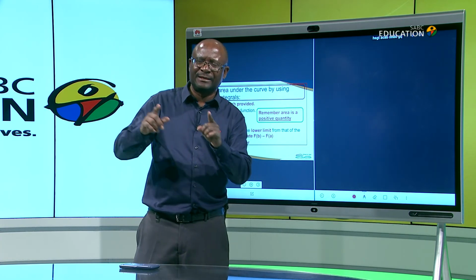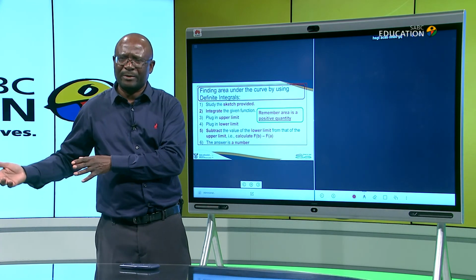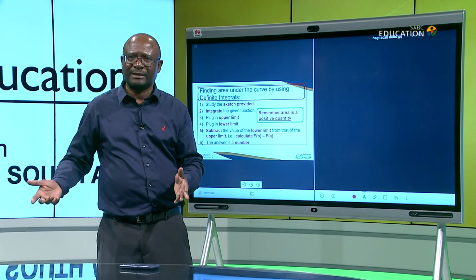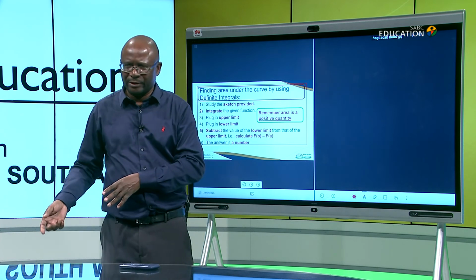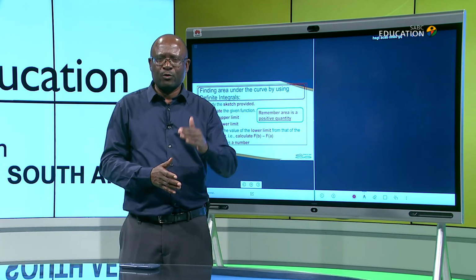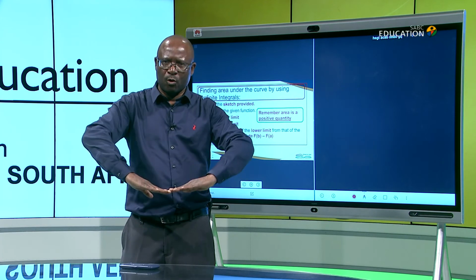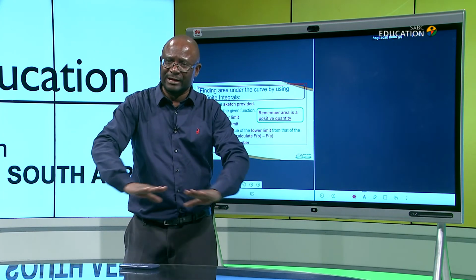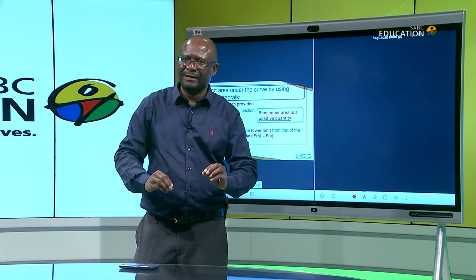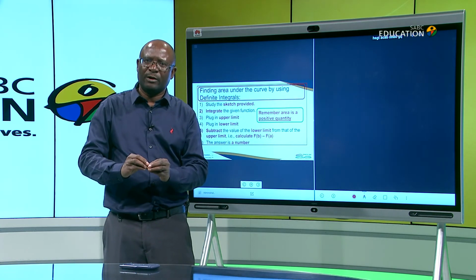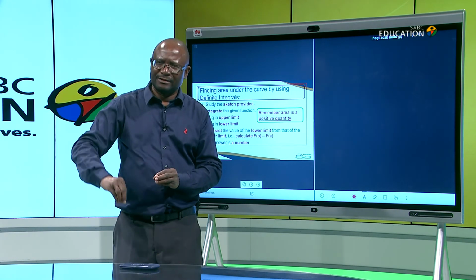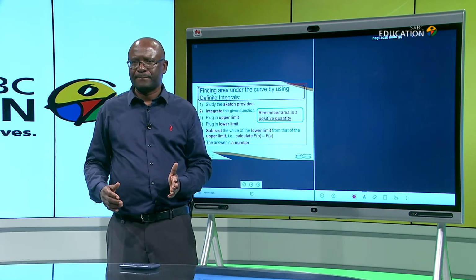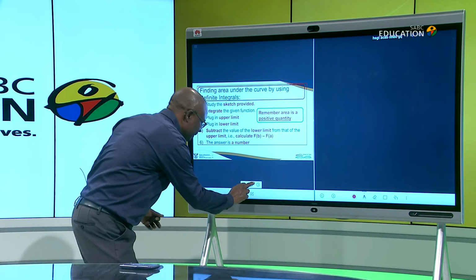That is not to say that your area is negative 9 square meters, because it is impossible to have a negative area. The negative 9 square units simply mean that your graph is lying below the x-axis. That's only the interpretation of that negative. Then at the end, you must draw the conclusion that your area is equal to 9 square units, for example. Please always remember that.